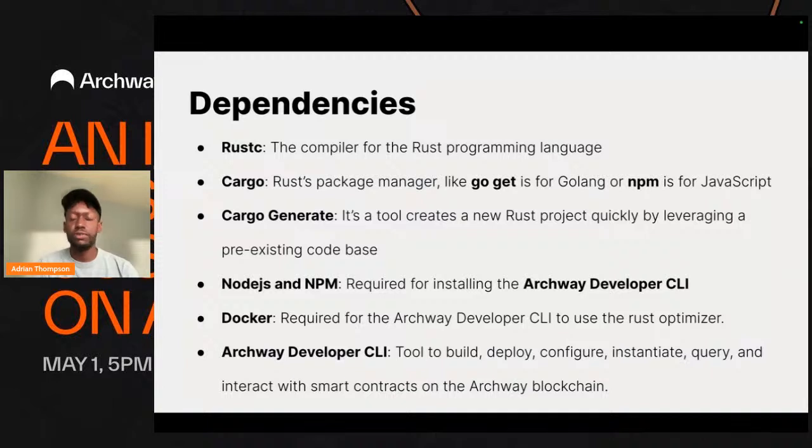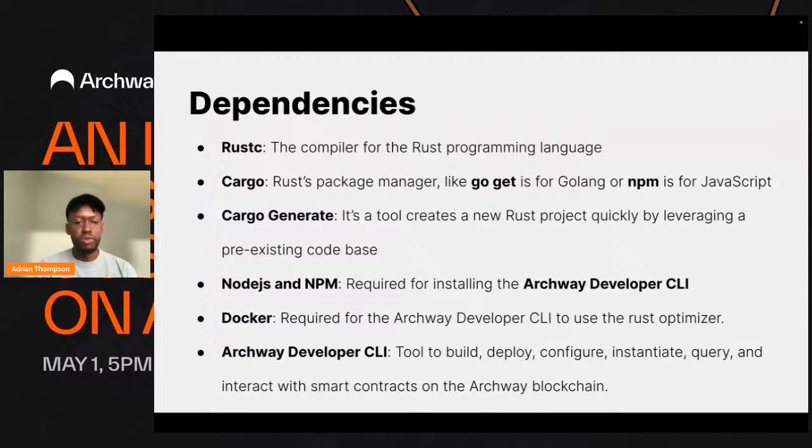So you need Rustc, which is the Rust compiler. I'll share a link to the installation guide on the Archway docs, which will link to the installers for all of these applications. Rustc is the primary thing required for the Rust programming language. That's a compiler. Cargo is like a package manager, similar to NPM or go get, and this is what you'd use to install various packages within the Rust ecosystem. Cargo Generate is what is used to start a new project from pre-existing code.